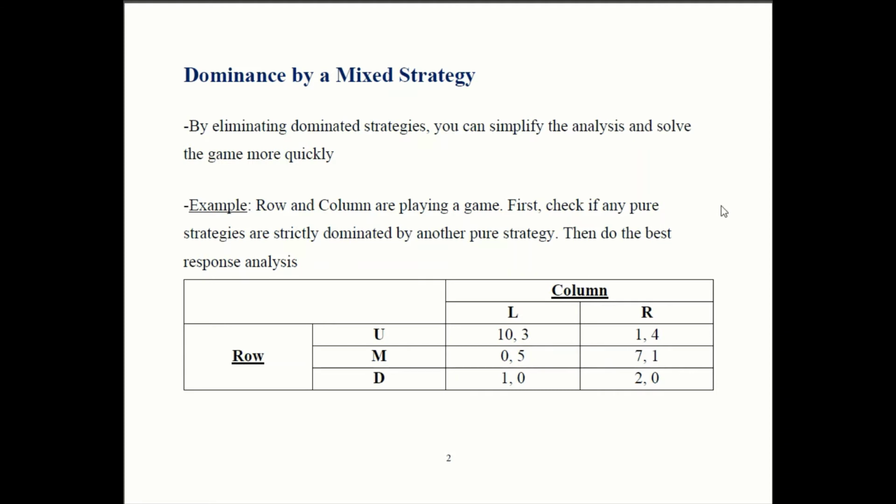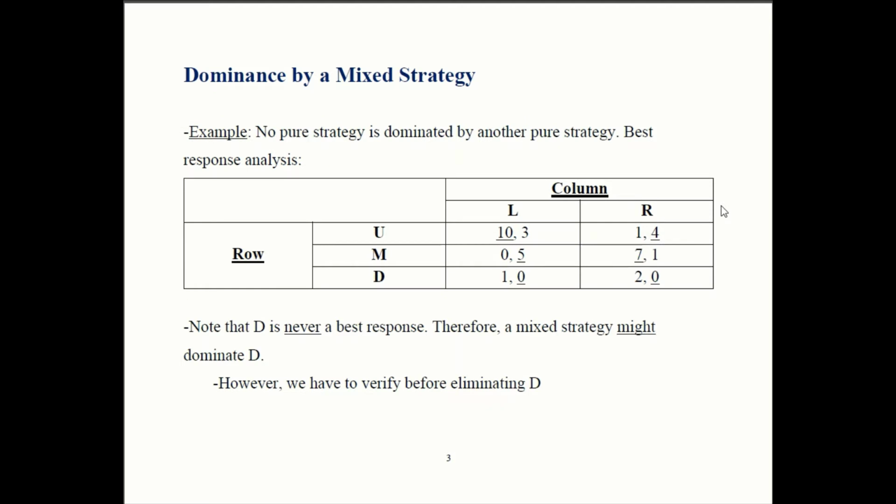So now we'll do our best response analysis. If column is playing left, row's best response is to play up and get 10. That's better than getting 0, better than getting 1. If column is playing right, row's best response is to play middle, because that gets 7. Getting 7 is better than getting 1, and it's also better than getting 2.